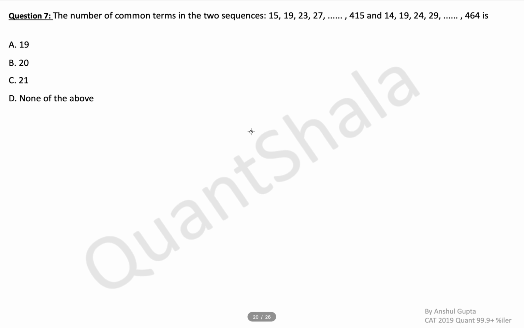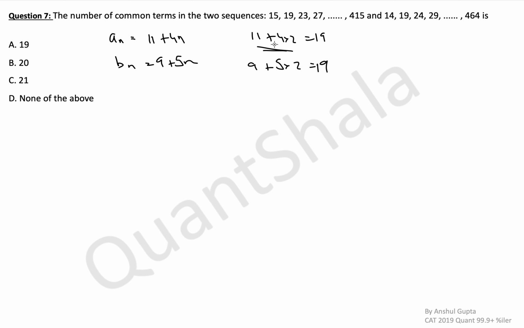Okay. So simply see, an is 11 plus 4n, bn is 9 plus 5n. When you put n equal to 2 here, in the first series you get 19. Okay, so 11 plus 4 into 2 is equal to 19, and in this one you get 9 plus 5 into 2 is equal to 19. Now when you want to get a common value again, what will we do? We'll add something extra to it. Okay, what is the next term after 19? You will add 4 after that.